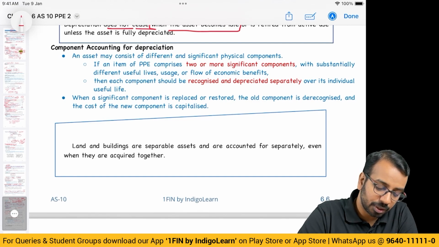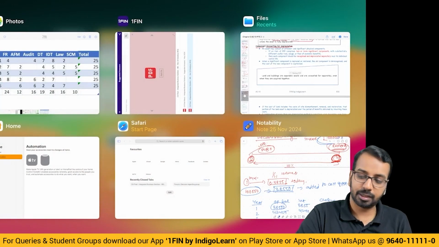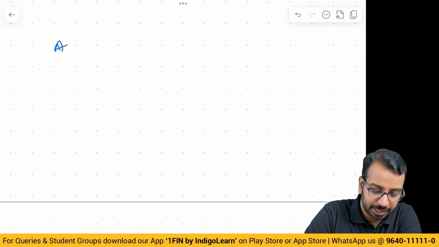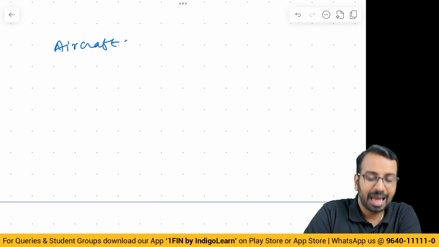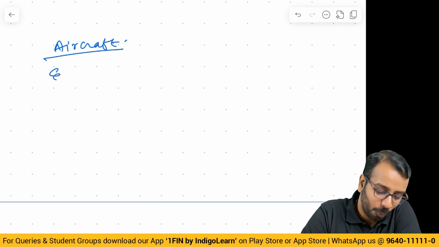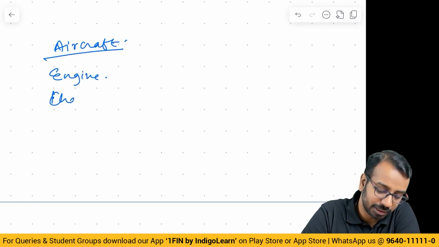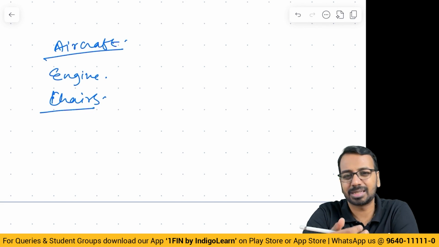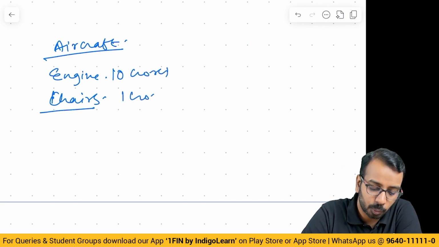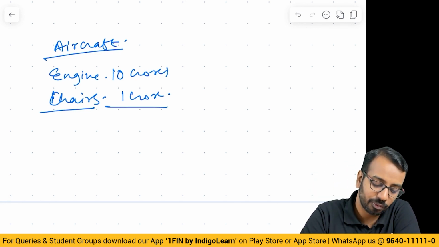Then we have something called component accounting for depreciation. Now this you need to understand in slightly more detail. Let us say we purchased an aircraft, and for simplicity's sake, this aircraft has two parts. Of course, there are multiple parts. One is the engine, including the body, and the second one is chairs. Why am I giving this example? It is simpler to understand. Engine cost us 10 crores, chairs cost us 1 crore. Sir, which chairs will cost 1 crore? Just understand. No, flying chairs, 1 crore.